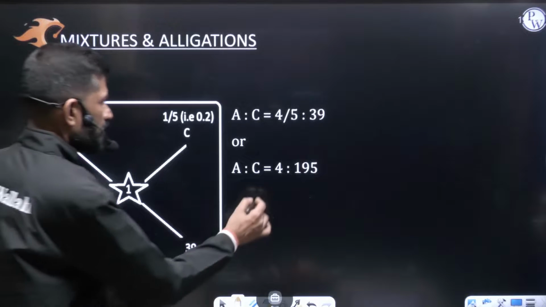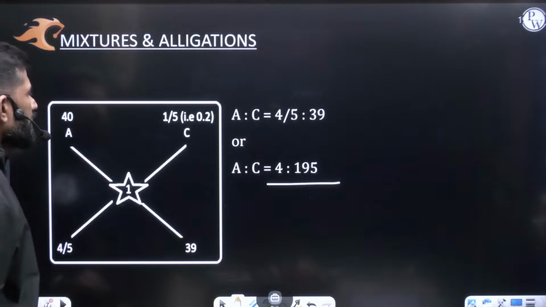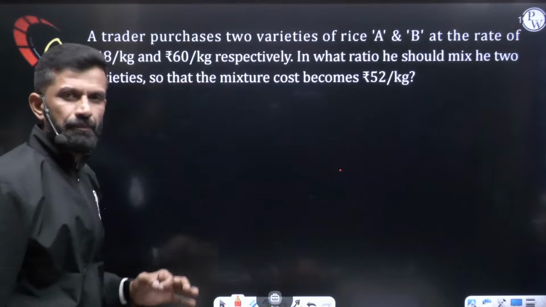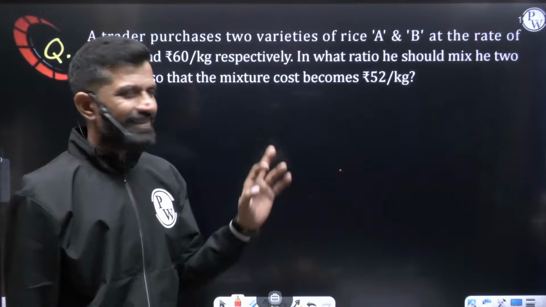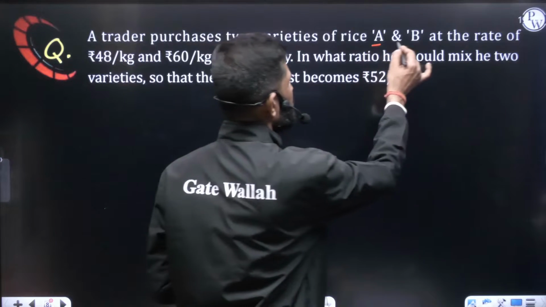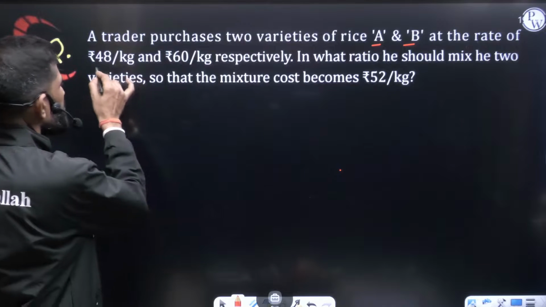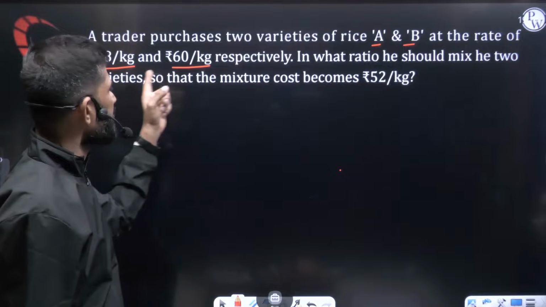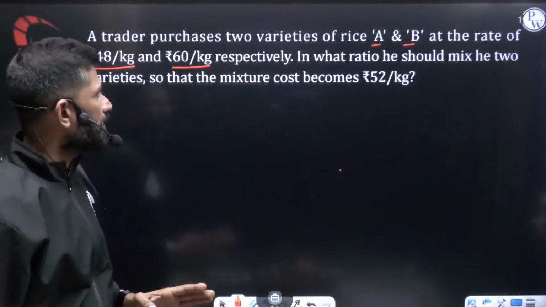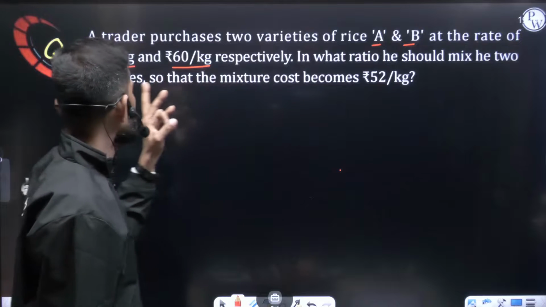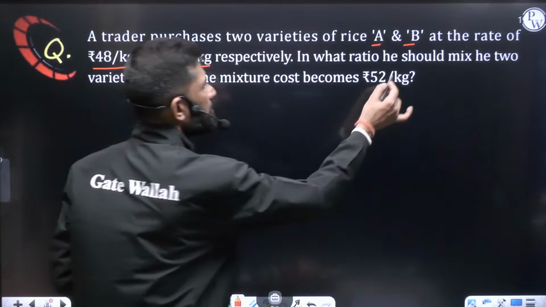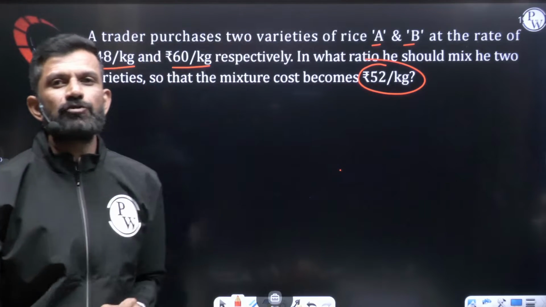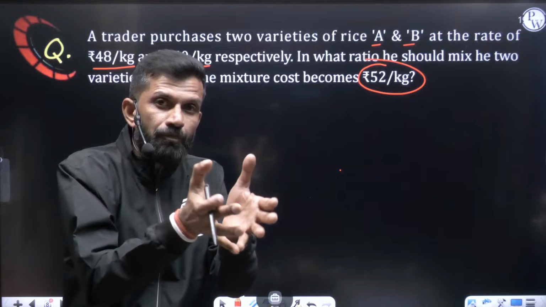Here I have given you the ratio, you have understood for this question. Now let's see this question over here. In this question they are saying a trader purchases two varieties of rice A and B, A and B being the variety names, at the rate of 48 rupees per kg and 60 rupees per kg respectively. Means A cost is 48 rupees per kg, B cost is 60 rupees per kg. In what ratio he should mix the two varieties so that the mixture cost becomes rupees 52 per kg. They want to convert this mixture to the cost of 52 rupees per kg. So in what ratio we have to mix both of them?